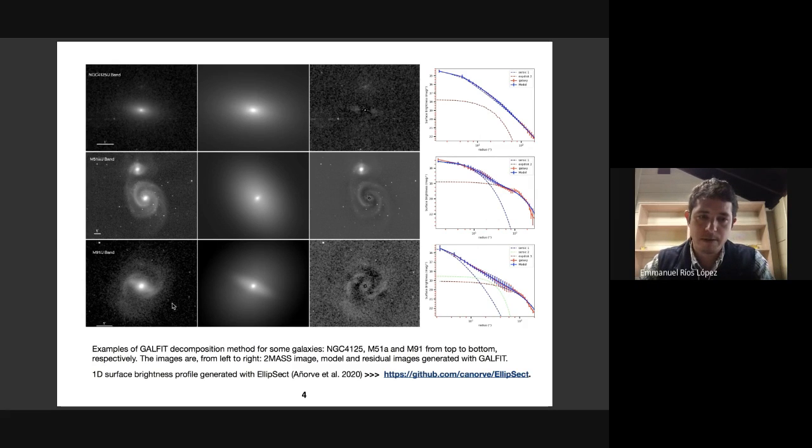These 1D profiles were generated with Ellipse, which is a code developed by our research group. If you're interested, you can use it. It's a public and free code. Here is the web page.